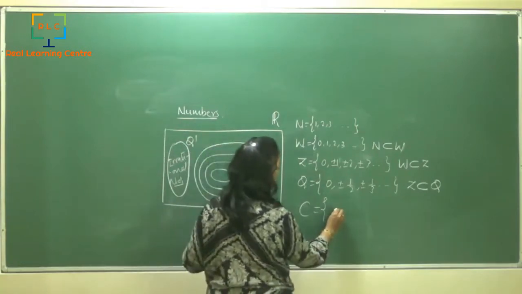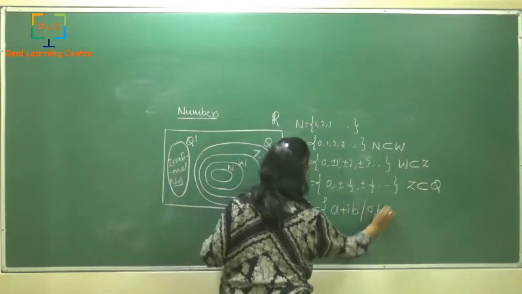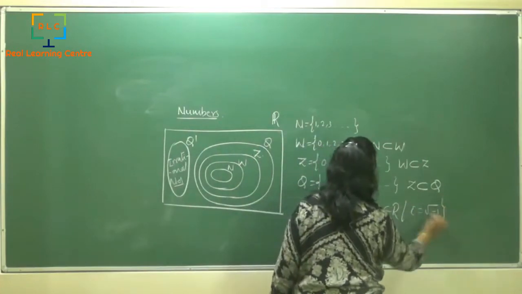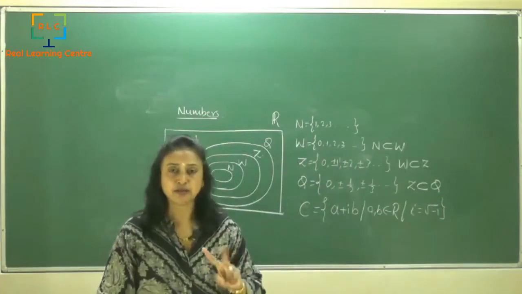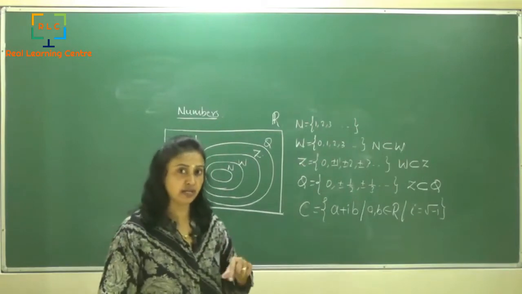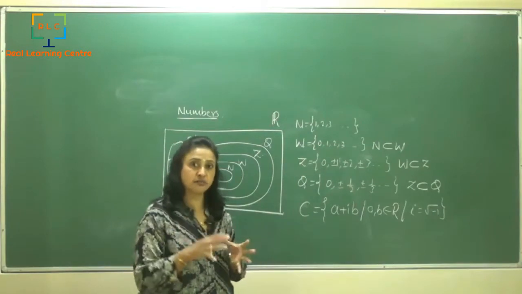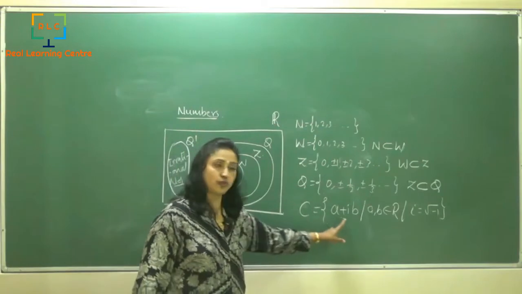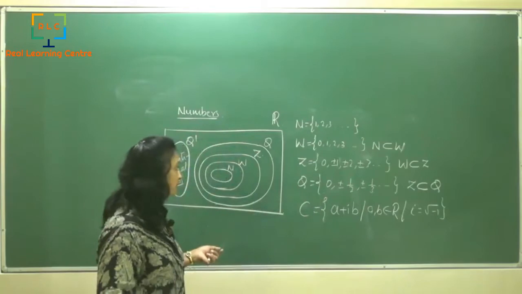There, each number is in the form of a plus ib, where a, b belong to the real numbers and i is equal to root of minus 1. This is called complex numbers. Basically, numbers are divided into two parts, real numbers and imaginary numbers. Imaginary numbers are the numbers which have i along with them, where i value is root of minus 1. And when you club these real numbers and imaginary numbers together, we get what? Complex numbers, and every complex number is of the form a plus ib. Now, I just mentioned it because it will come inside the functions chapter.